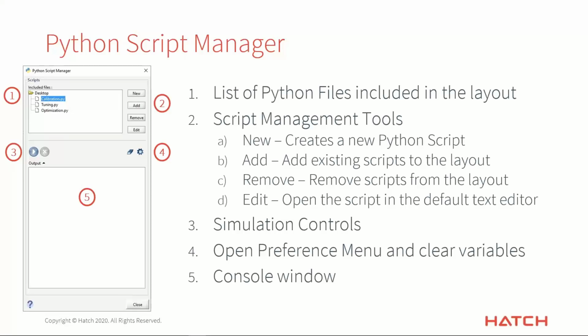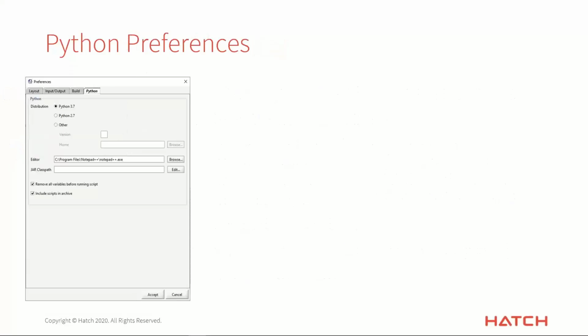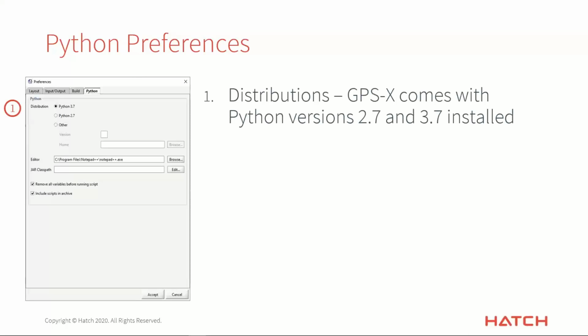So next, if we were to press this preference button, it will take us to the Python preferences menu, which you can see on the screen now. And similar to the Python Script Manager, there's a couple of important features. The first feature is the distribution. So GPSX comes prepackaged with 2 distributions of Python. It comes with version 2.7 and version 3.7.